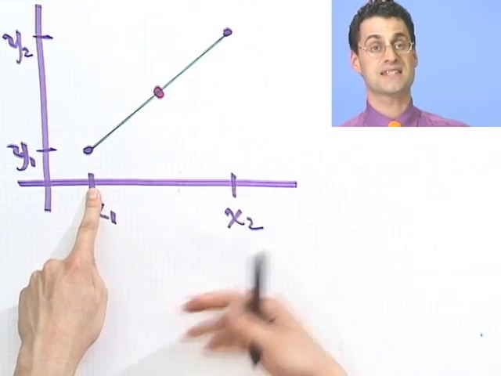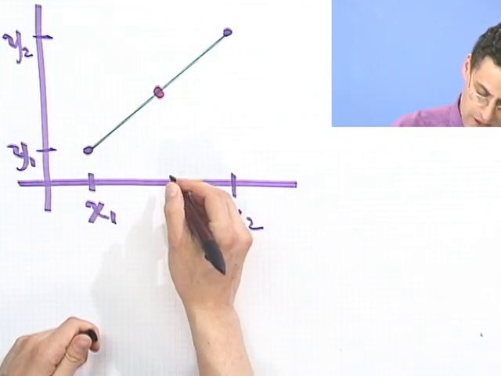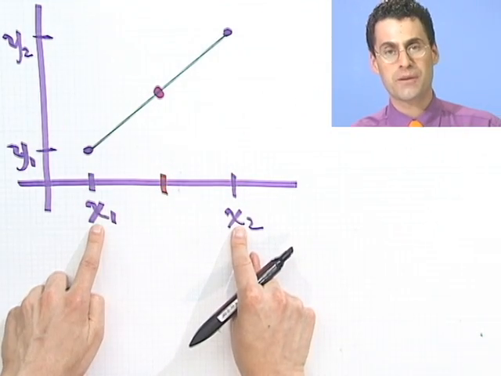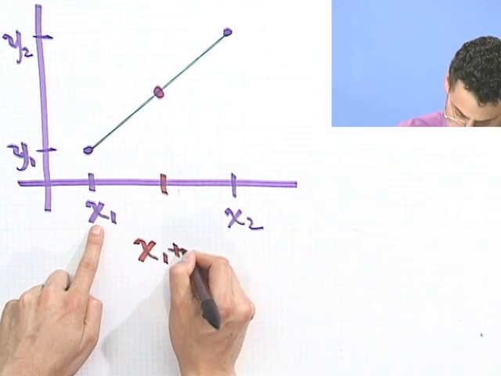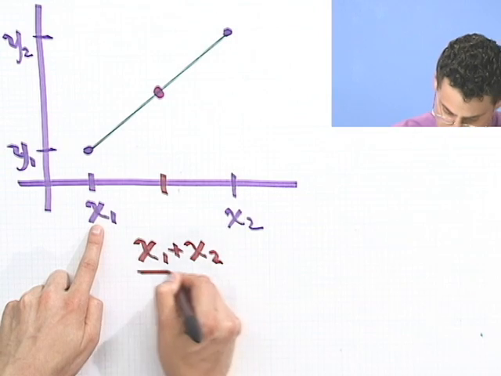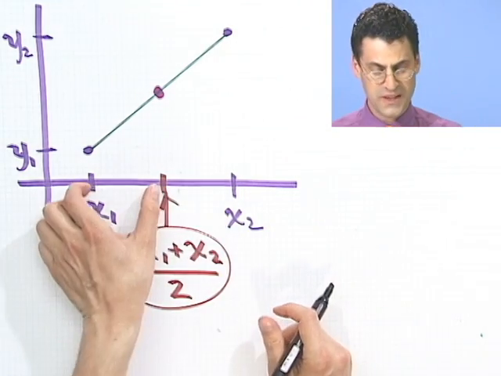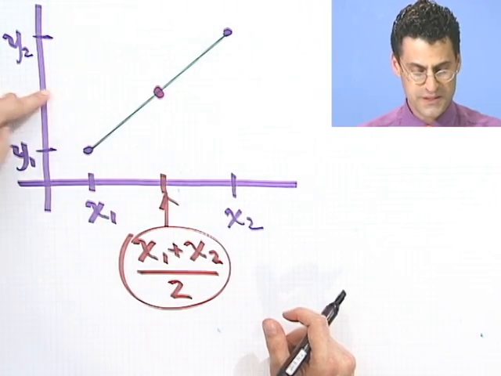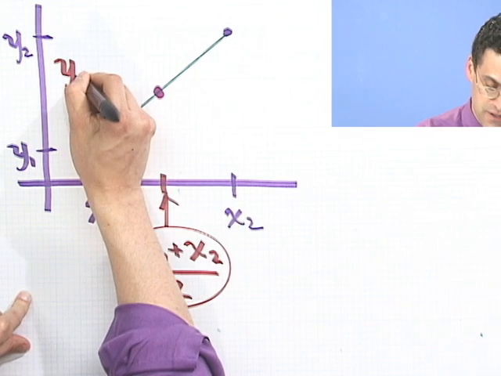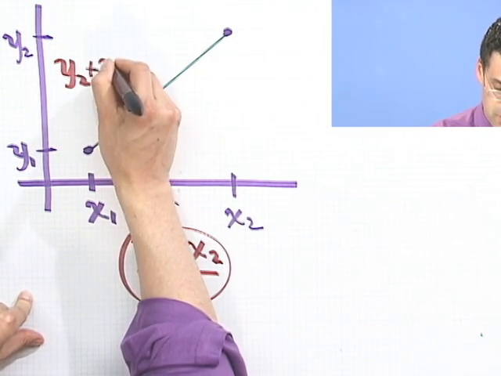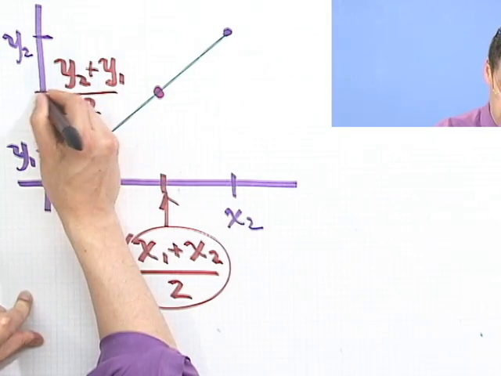Well, the middle of this, in some sense, is like the average of these two numbers. It's the thing right in the middle. So how do you find the average? What I would do is I would just add these two numbers up and divide by 2. So x1 plus x2, and I divide the whole thing by 2. That's the middle, the thing that's right in the middle here. And where would this point be? Well, it would be in the middle of these two things, which would be taking the average, y2 plus y1, and divide by 2. That's this point right here.